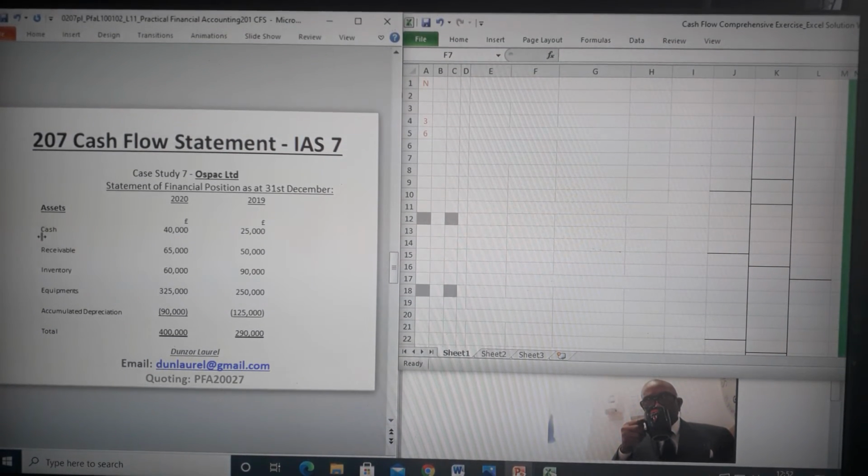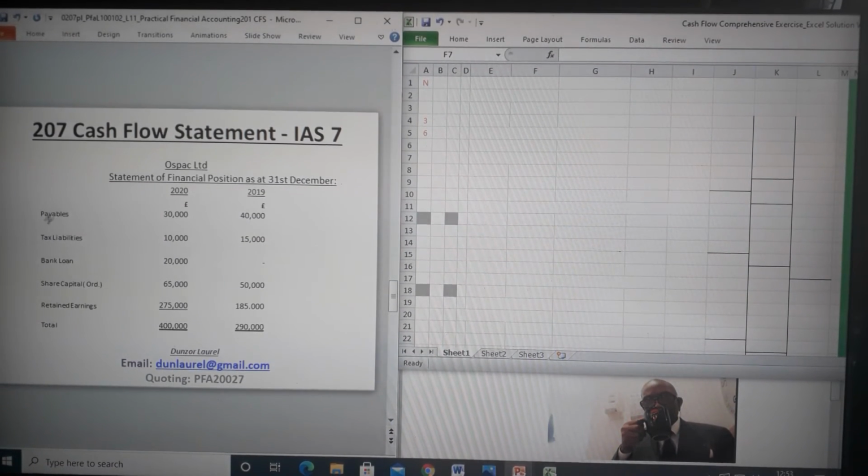Under the assets we have cash, 2020 40,000, 2019 25,000. Receivables, 65,000 2020, 50,000 2019. Inventory, 60,000 2020, 90,000 2019. Equipment, 325,000 2020 and 250,000 2019. Accumulated depreciation on these assets were 90,000 2020 and 125,000 2019, giving us a total of 400,000 year 2020 and 290,000 year 2019.